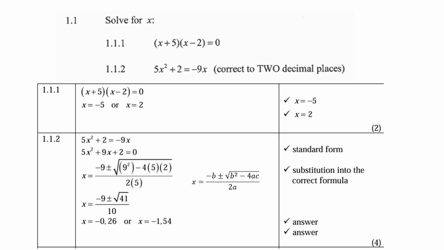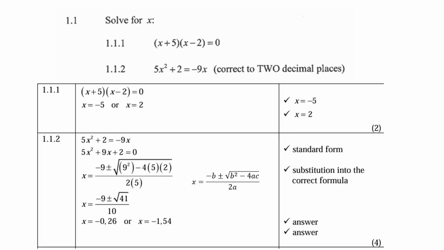Then 1.1.2, and they said corrected to two decimal places. So that is the hint that the quadratic formula, namely x = (-b ± √(b² - 4ac)) / 2a, must be used. Very important. So remember now, we need to take -9x to the left-hand side, rearrange so that we can recognize a, b, and c in the form ax² + bx + c.